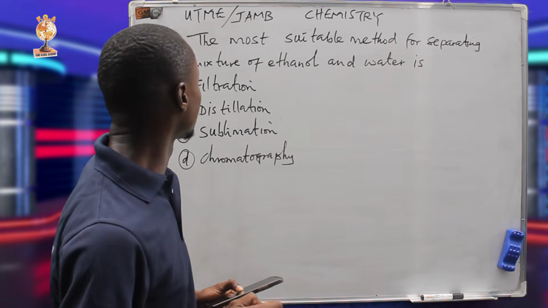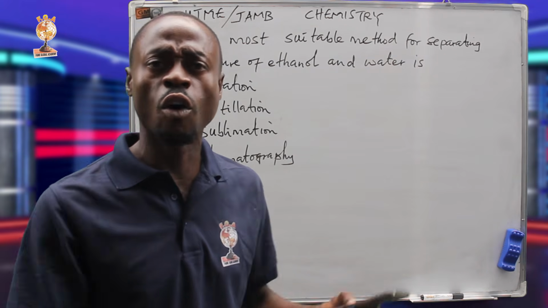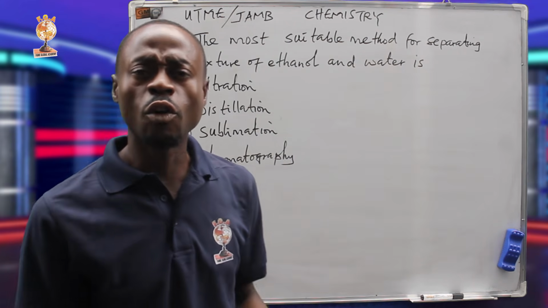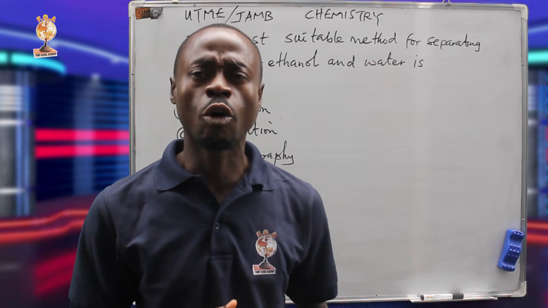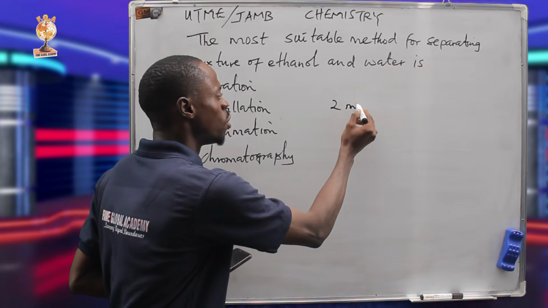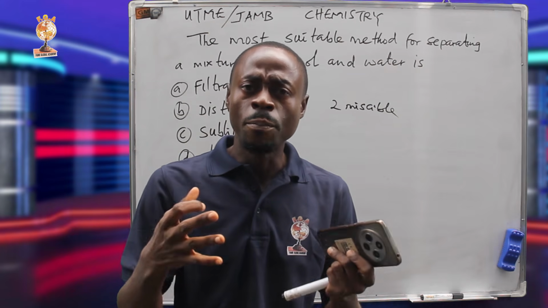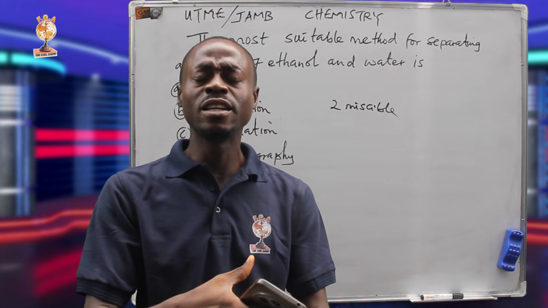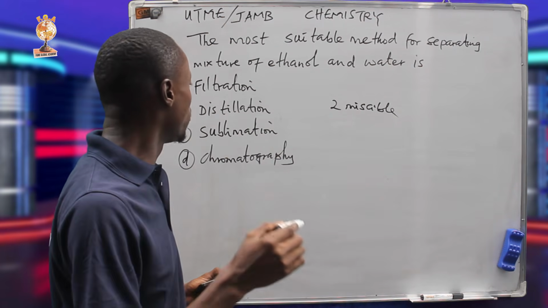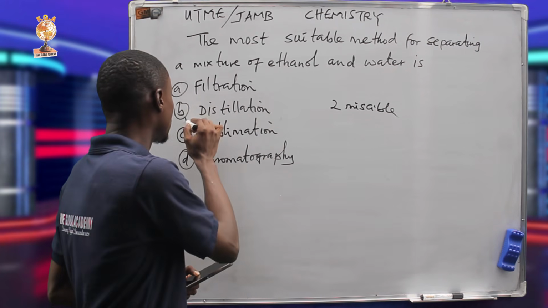And one other thing you should note is this question says the most suitable method for separating a mixture of ethanol and water. What kind of mixture is ethanol and water? Ethanol and water are two liquids that we call two miscible liquids. What that simply means is when you mix up ethanol and water, definitely they will mix because they are miscible liquids. And the most suitable method to separate a mixture of ethanol and water is what we call distillation.